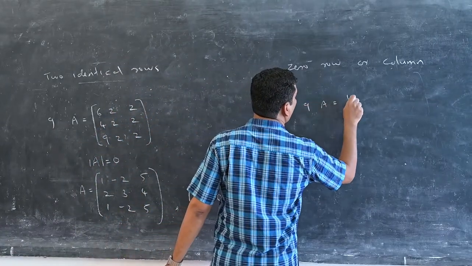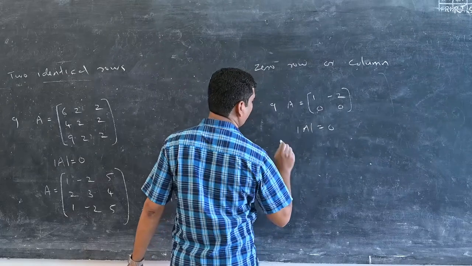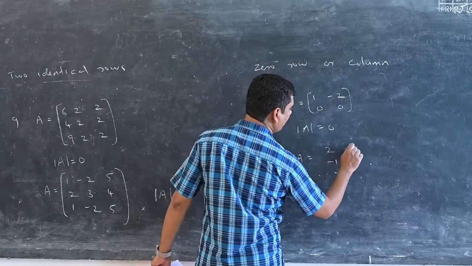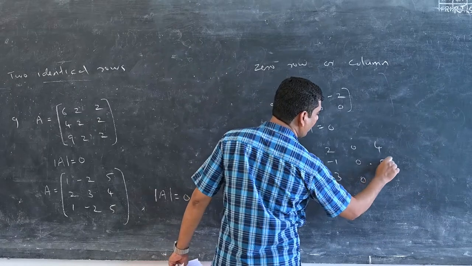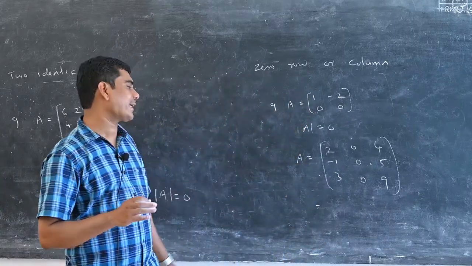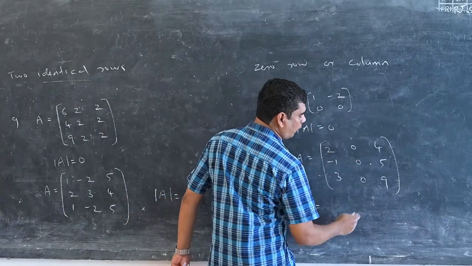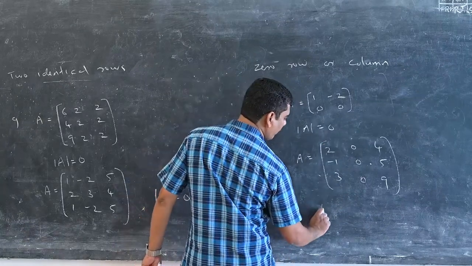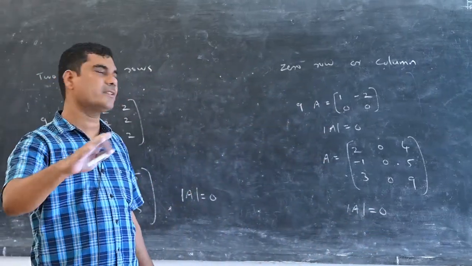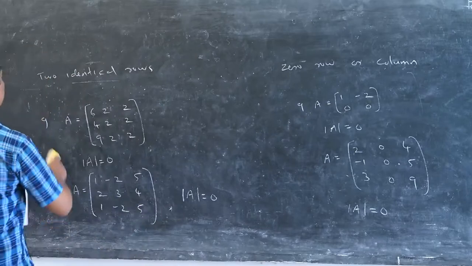Example, A is equal to 1, minus 2, 0, 0. Determinant of A is equal to 0. A is equal to 2, minus 1, 3, 0, 0, 0, 4, 5, 9. In this case, the second column of this square matrix is a 0 column, completely 0. Then determinant of A is equal to 0. So if a square matrix has one row completely zeros or one column completely zeros, then determinant of that square matrix is 0.